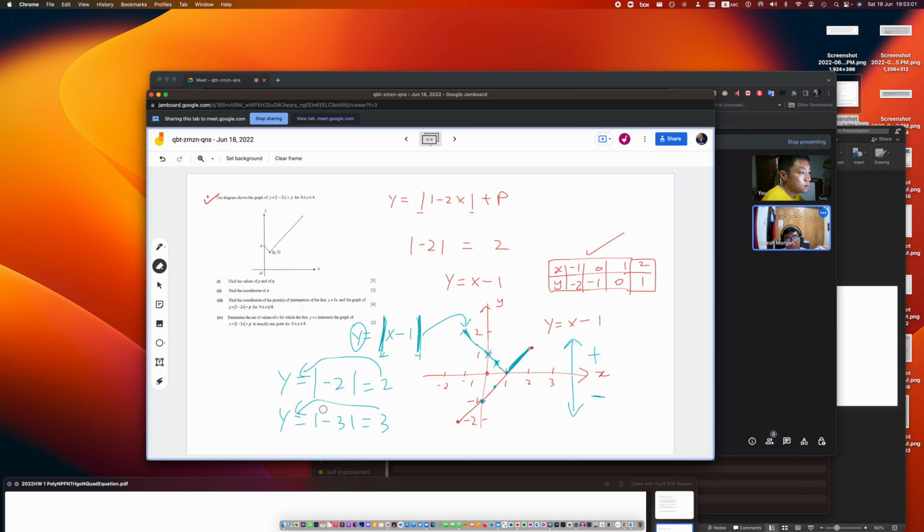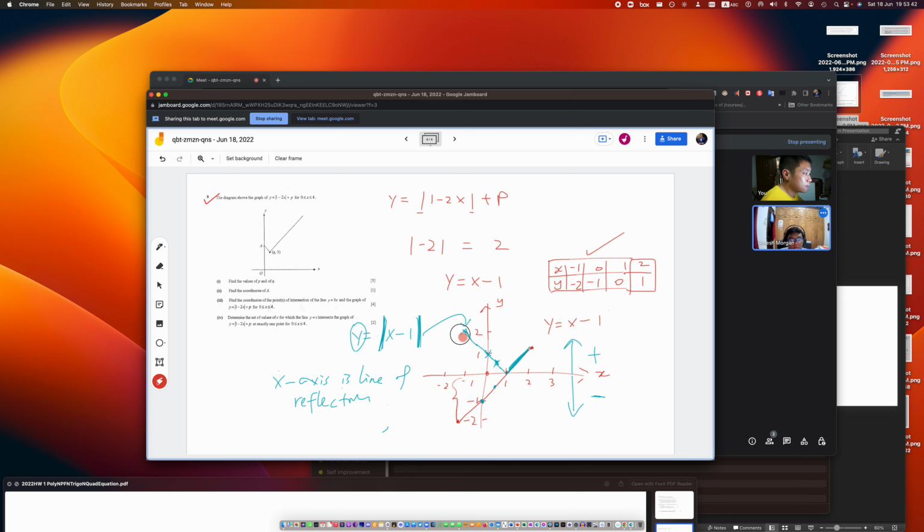Therefore, I just need to be concerned about the negative region of y. That means this region. Whatever is here, I flip it. To put it nicely, the x-axis is the line of reflection. Does it make sense? Can you see? It's the line of reflection.